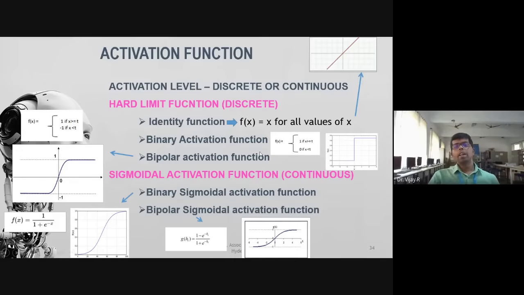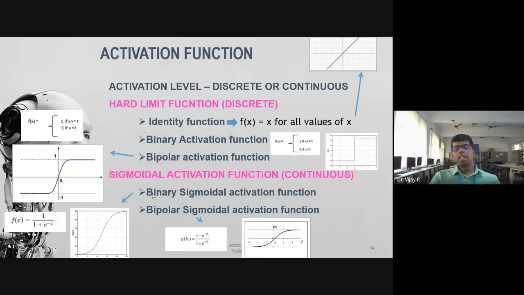There is also the sigmoidal function, similarly the binary sigmoidal function and the bipolar sigmoidal activation function. These are the predetermined activation functions available in your neural network. You have to choose which category your activation function falls in, or otherwise you can go for your own activation function. There is nothing wrong in that. Based on the application, you can choose your own.